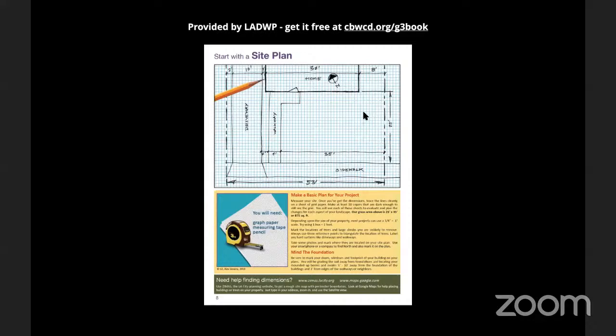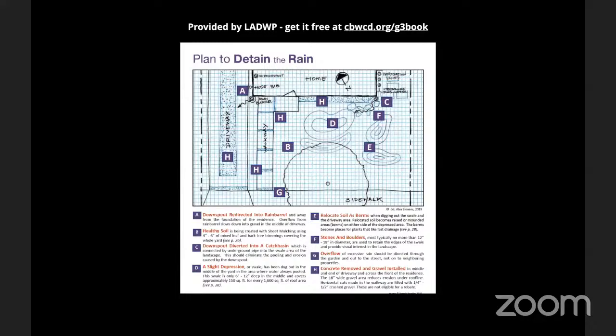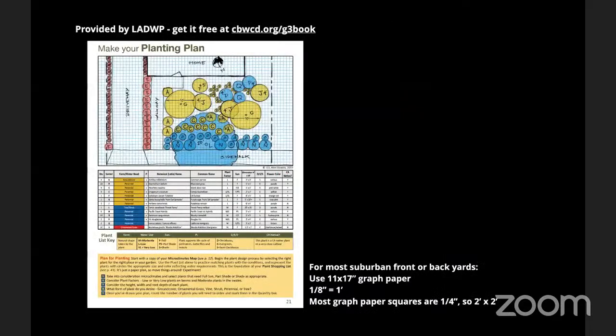And so each square on typical quarter inch graph paper would be 2 feet by 2 feet. But sometimes you can also find graph paper with lighter grids, that eighth inch grid as well, and that could make it easier to use. So from there, you can start to figure out what you want to do with your water capture, if you're doing that, if you're making any changes to walkways, and then start to draw all of your plants to the right size. And then you can make your plant list and know exactly what you are going to need to purchase.